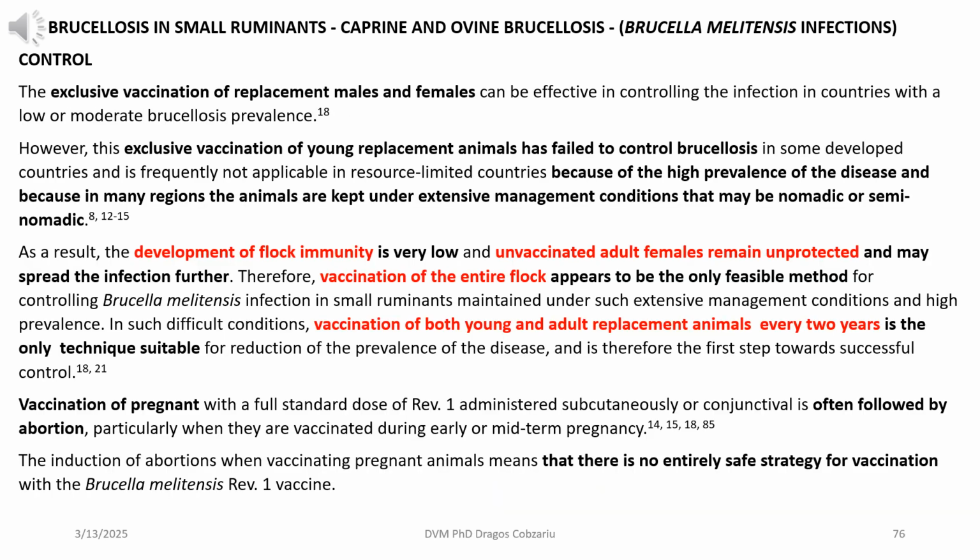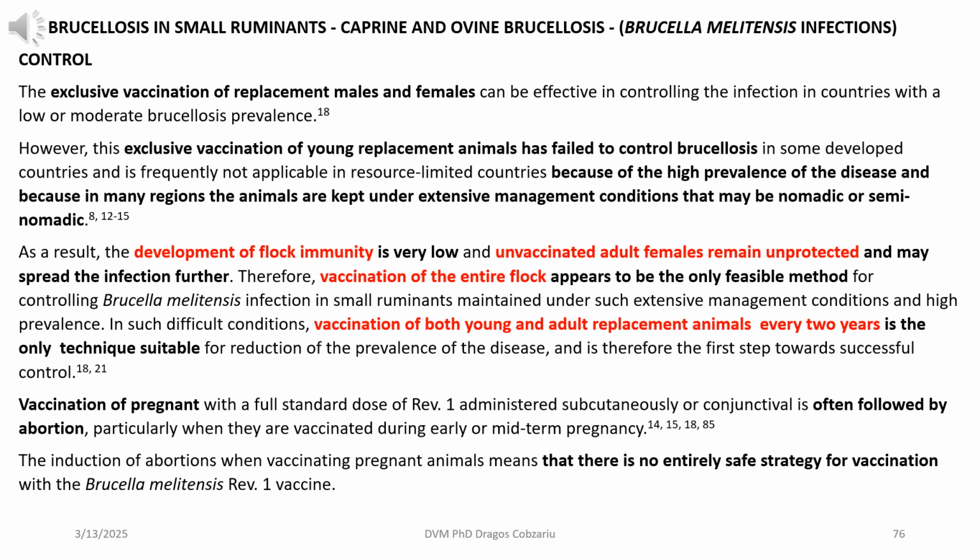The exclusive vaccination of replacement males and females can be effective in controlling the infection in countries with a low or moderate brucellosis prevalence. However, this exclusive vaccination of young replacement animals has failed to control brucellosis in some developed countries and is frequently not applicable in resource-limited countries because of the high prevalence of the disease and because in many regions the animals are kept under extensive management conditions that may be nomadic or semi-nomadic.